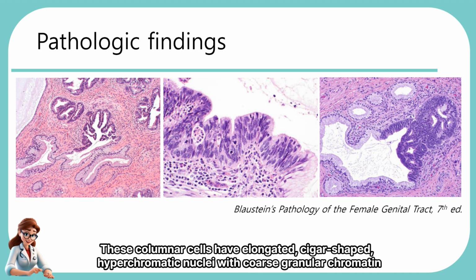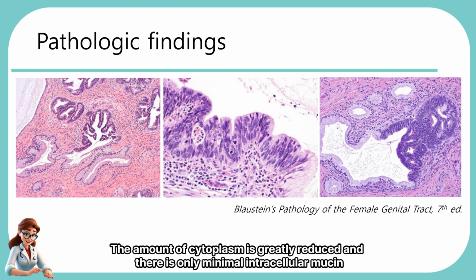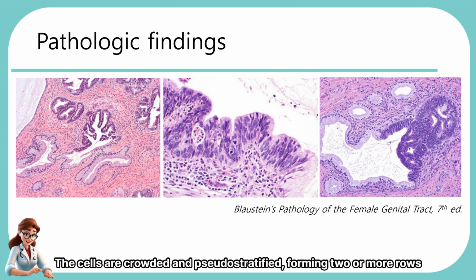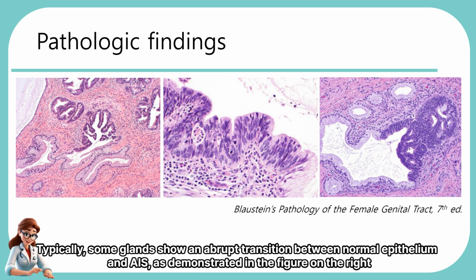These columnar cells have elongated, cigar-shaped, hyperchromatic nuclei with coarse granular chromatin. The amount of cytoplasm is greatly reduced and there is only minimal intracellular mucin. This produces an increased nuclear cytoplasmic ratio. The cells are crowded and pseudostratified, forming two or more rows. Typically, some glands show an abrupt transition between normal epithelium and AIS, as demonstrated in the figure on the right.